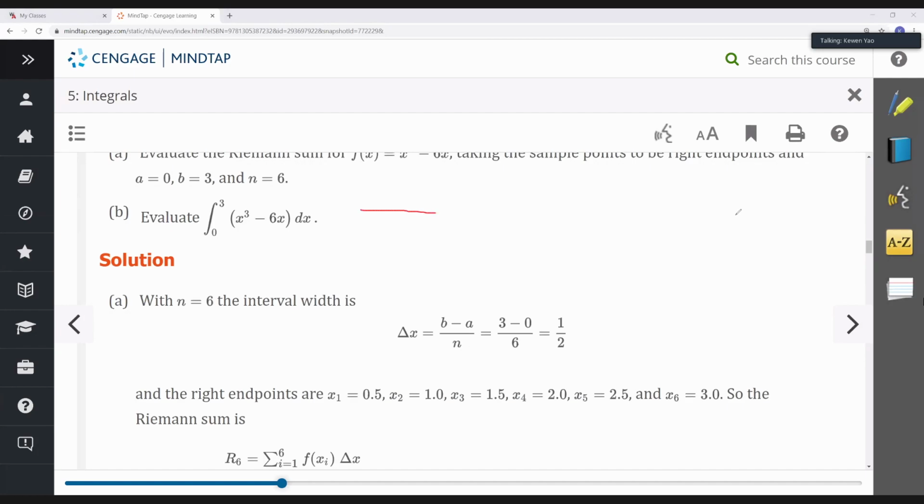You have 0 to 3. This is 0, and this is 3. You divide this into 6 equal parts. So let's say this is 1, this is 2, this is 3, this is 4, this is 5. So not very nice. Let me just erase that. Let me do it again. From 0, this is 0, and then this is 3.